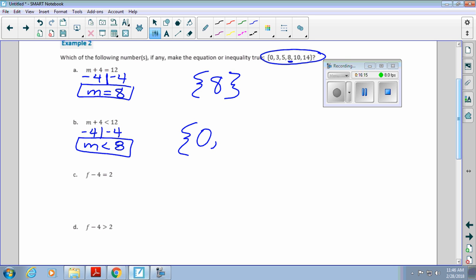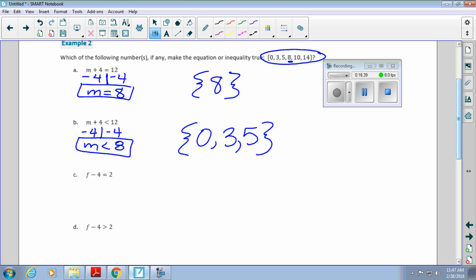Is 3 less than 8? Yes. Is 5 less than 8? Is 8 less than 8? No. Good answer. It is not less than 8. So these are the only numbers out of this set of options that will work. Okay? So it's kind of like pick all that apply. All of these will work.